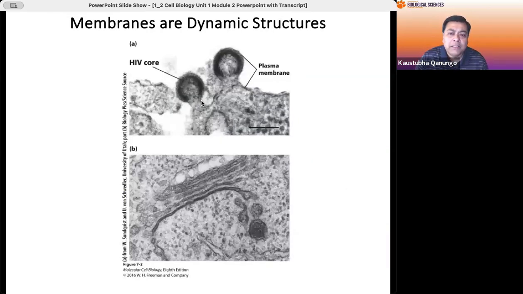Say, for example, this is an HIV budding out of the cell, or these are the Golgi complexes with all these kinks, and they are all biological membranes. Remember that we are talking mainly about the plasma membrane, but all biological membranes, including endoplasmic reticulum, Golgi, mitochondria, chloroplast, and nuclear membrane, have the same properties and are made up of the same lipids and the same composition everywhere. They exchange their parts constantly, and it's a very dynamic structure.